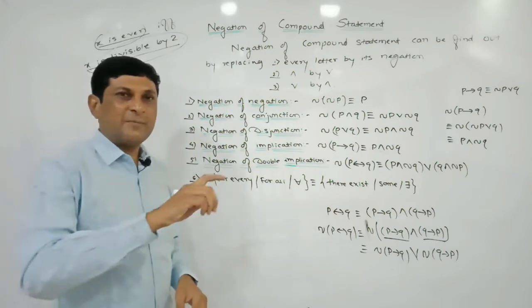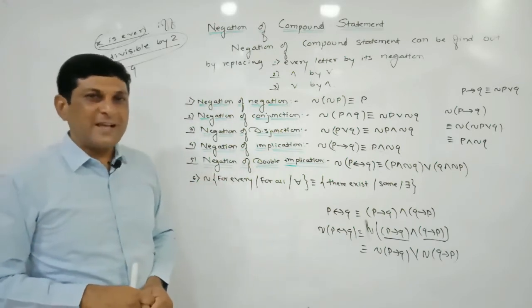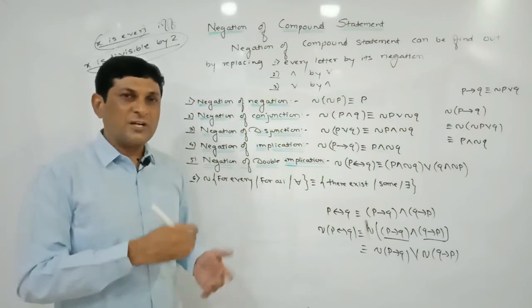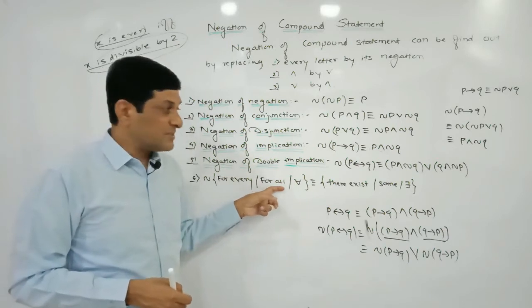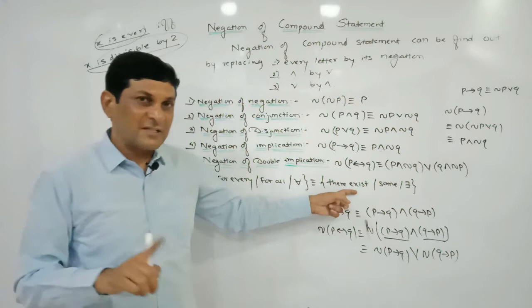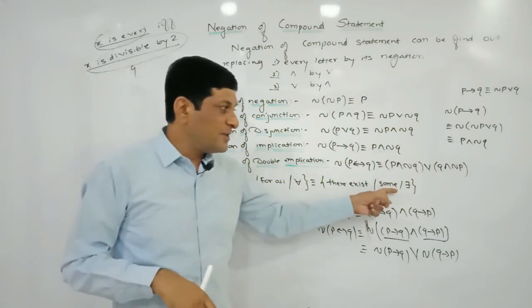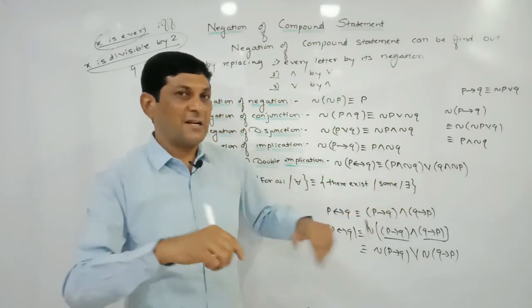Suppose one statement is, all students of class 12th are boys. So here "all" is used. Its negation will become: there exists at least one student in class 12th who is not a boy. If we are using "some", at that time we can say that some students in class 12th are not boys.